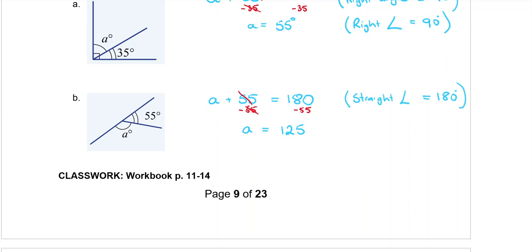Okay, so that is it. They're the two types of things you're going to be doing. And now you need to go to your workbook and do pages 11 through to 14.